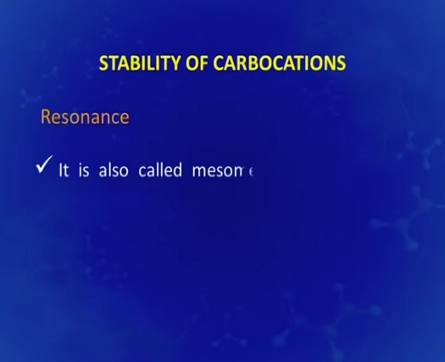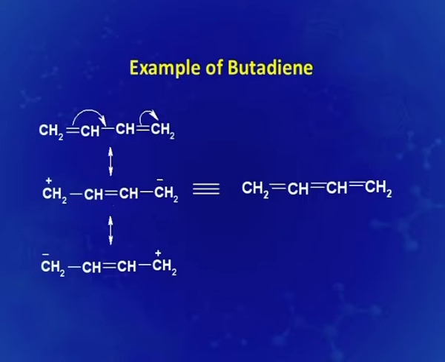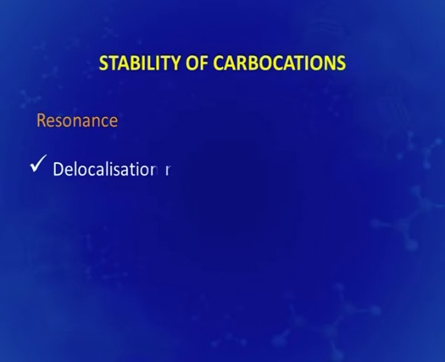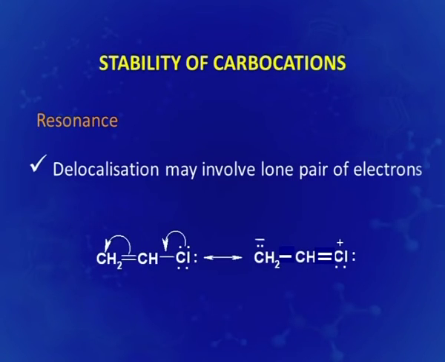Resonance is another factor which would affect the stability of carbocations. Here again we would recall what we did in our first episode, what exactly we mean by resonance. Resonance is also called a mesomeric effect, and it is actually the delocalization of pi electrons. We took the example earlier also of butadiene. The delocalization, as was said earlier also, may involve lone pair of electrons, as in the case of this vinyl chloride, wherein this lone pair on chlorine participates in delocalization and we have a resonating structure.